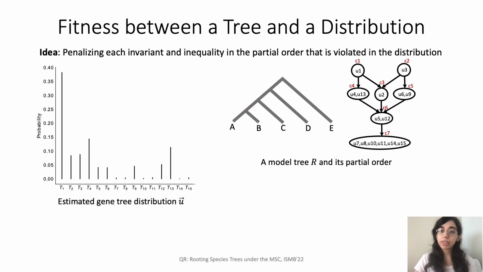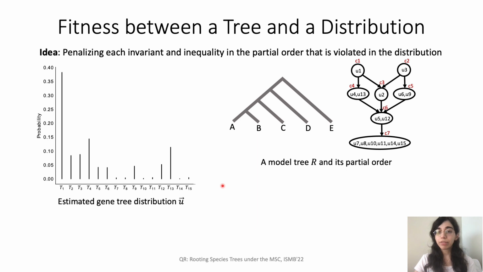To formulate this as an optimization problem, we consider the penalty for each invariant and inequality in a partial order that is violated in a given distribution. So, for example, on the left, we have the estimated probability distribution on the 15 unrooted gene trees, and on the right, we have a caterpillar model species tree with its partial order. We want to see how well this distribution fits the relationships defined in this partial order, and if it doesn't fit, to what extent does it violate the expected relationships.